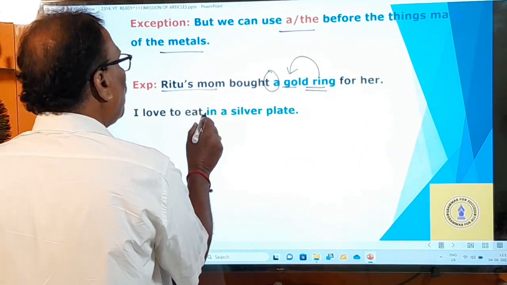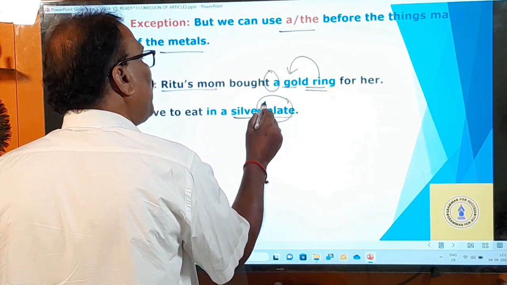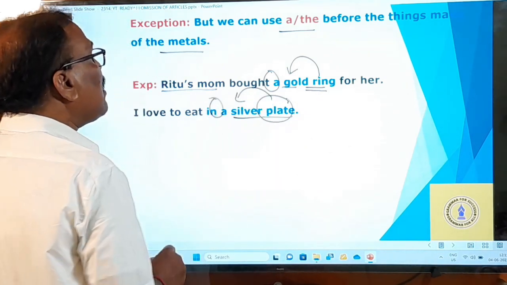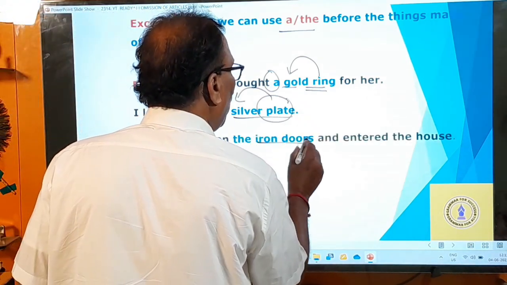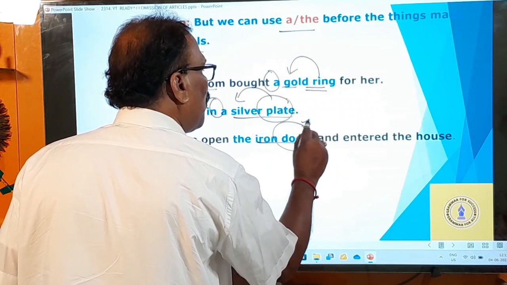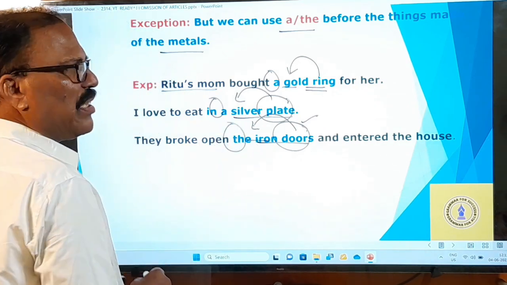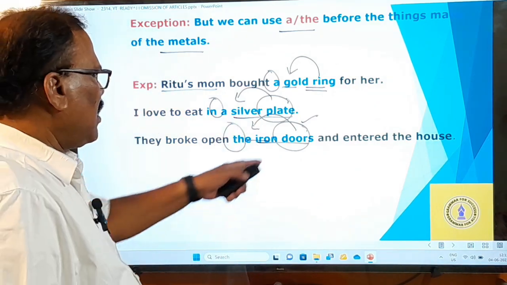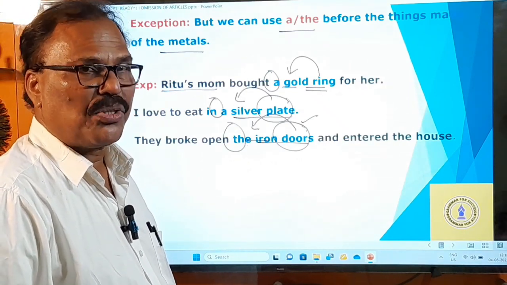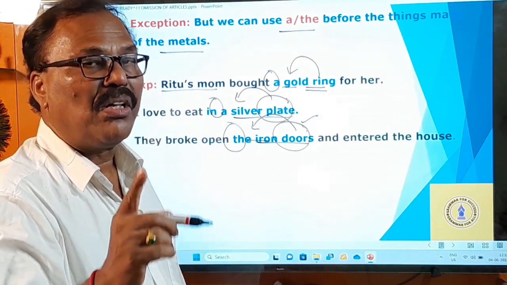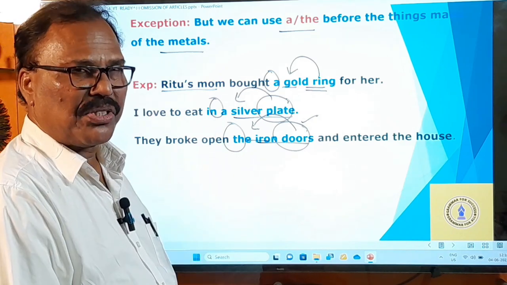And here, I love to eat in a silver plate. You are talking about the plate that is made of silver, and that's why in a silver plate. You can use that. They broke open the iron doors. Now in this sentence, you are talking about the doors that are made of iron, and therefore before them you are using the, because it's plural. You cannot say an iron doors. A or an is used only before the singular countable noun. This point I made clear in my earlier videos.